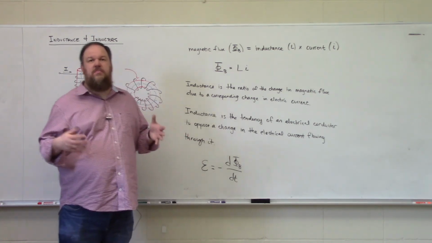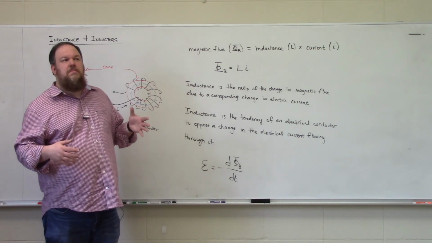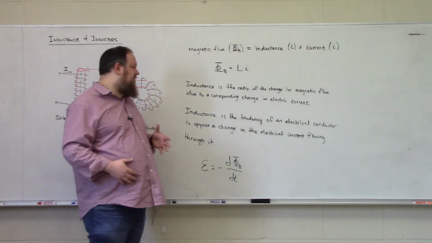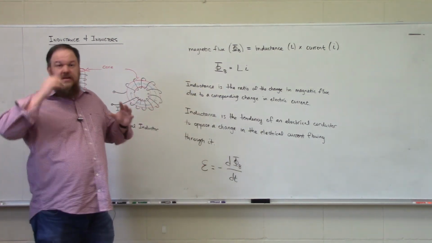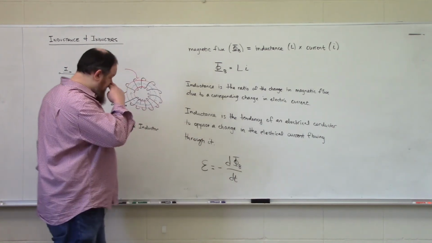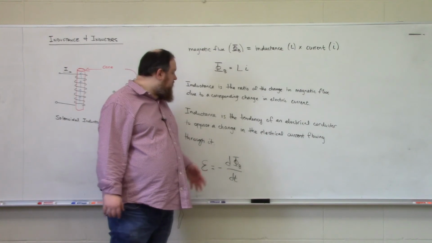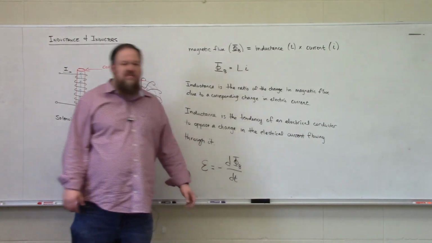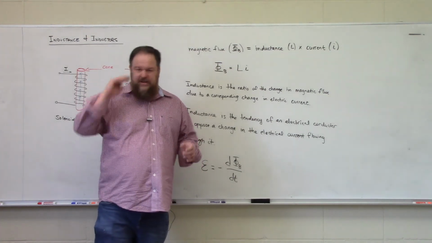Voltage is the work done per unit charge to move charge from point A to point B in the system. This electromotive force does the same thing. It's the push that causes currents to actually flow in the system. So we would see that our voltage is equal to negative the change in magnetic flux with respect to time, where this negative sign comes from Lenz's law.